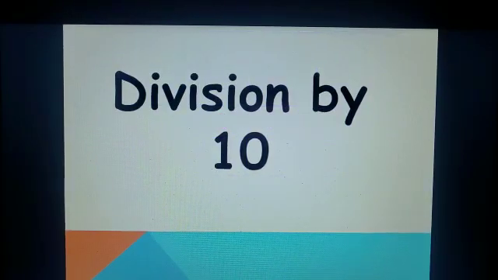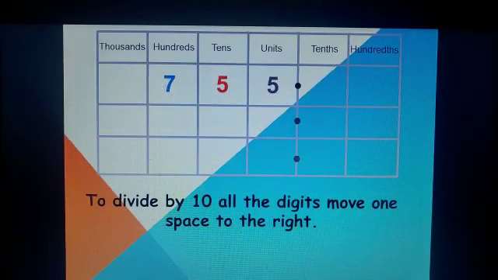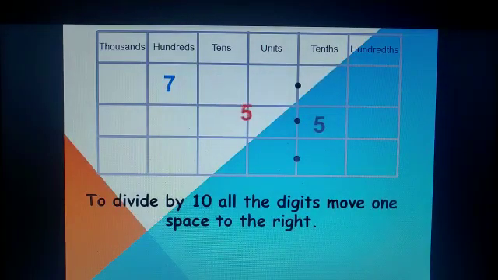Division by 10. Now I'm asking you to make your numbers smaller. I'm going to divide by 10. They're going to become 10 times smaller. We can use the same technique as we used to make them bigger, but this time we're going to move our digits to the right. Because there's only one 0 in the number 10, we'll move our digits 1 space to the right. So what is 755 divided by 10? Let's have a look. My units will go to the tenths, my tens to my units, my 100s to my tens. The answer is 75.5.